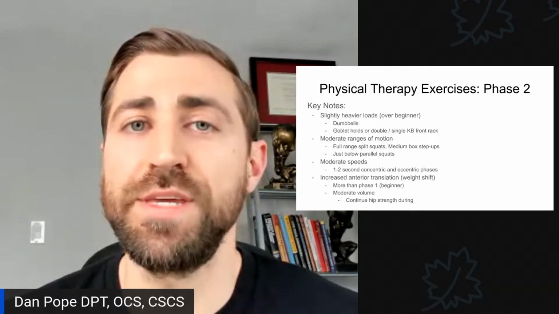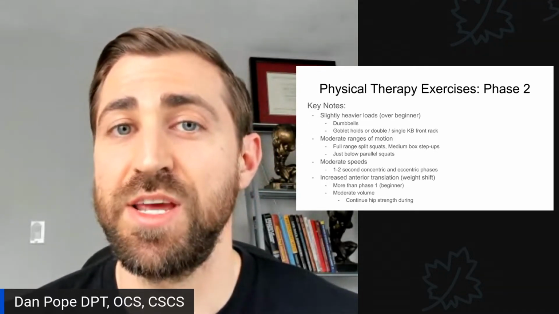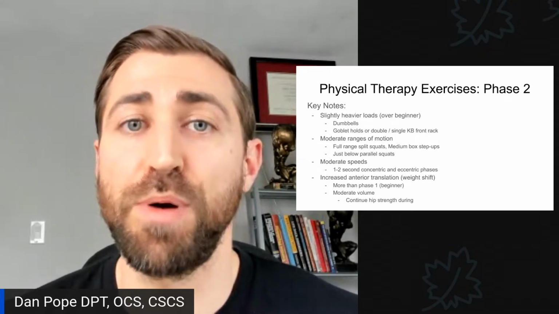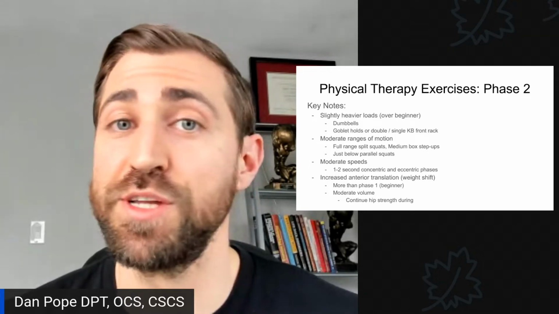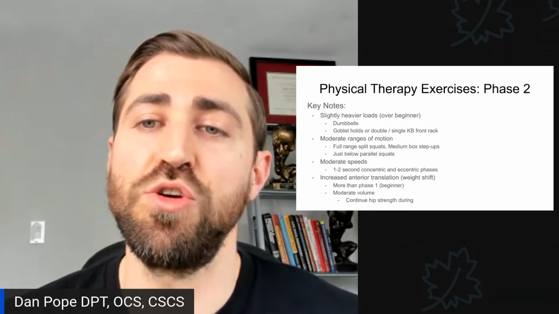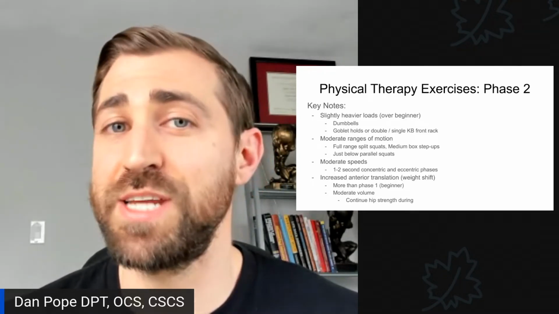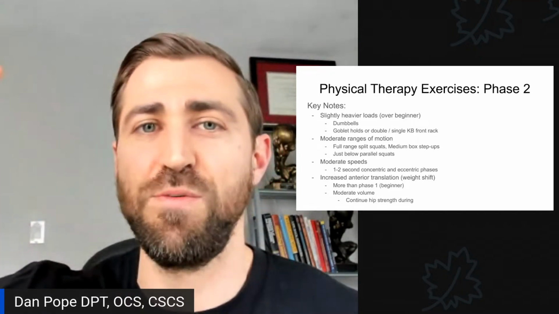So in phase 1, these are the easiest exercises. This is for the most irritable person, someone who's really aggravated, really cranky knee, right? Phase 2 is someone who has a little less irritation, is ready to advance to that next level, all right?